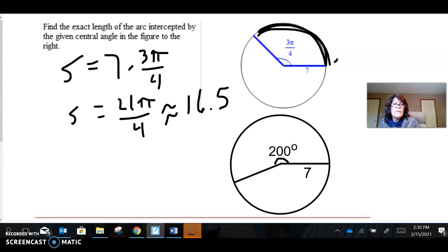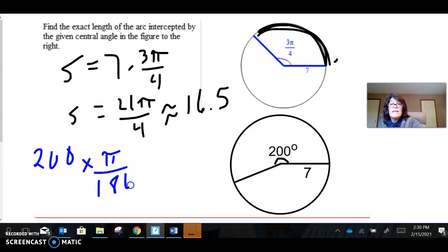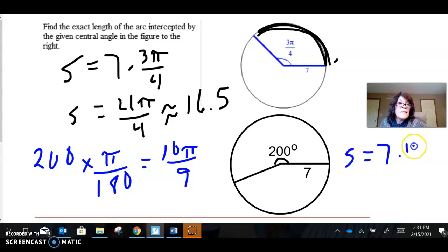This one, I can't do it. It's not measured in radians. I can't do it the way it is. I have to take my 200 degrees and change that into radians. Oh, well, that's actually 10 pi over 9 radians, right? If I multiply 200 degrees by pi over 180, I get 10 pi over 9. Now I can tell you the arc length. It's 7 times 10 pi over 9, which would be 70 pi over 9.